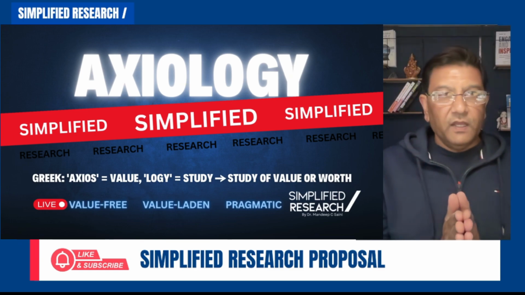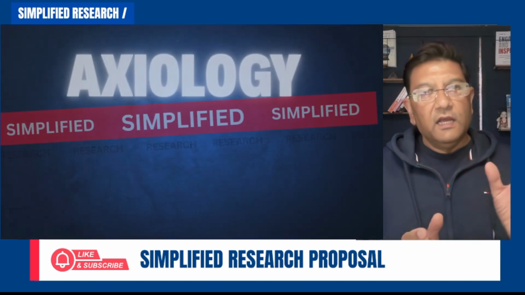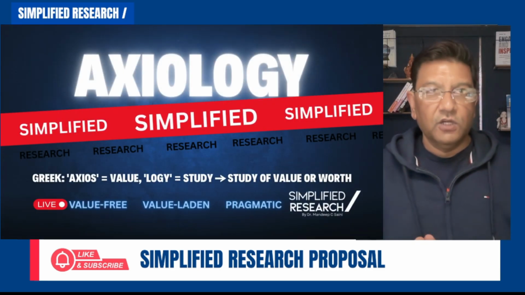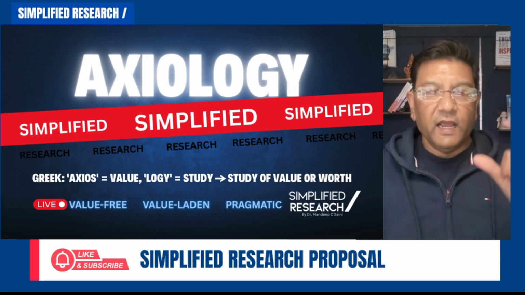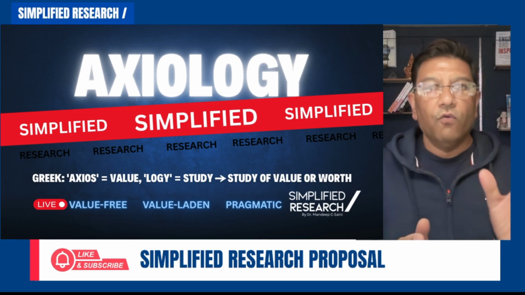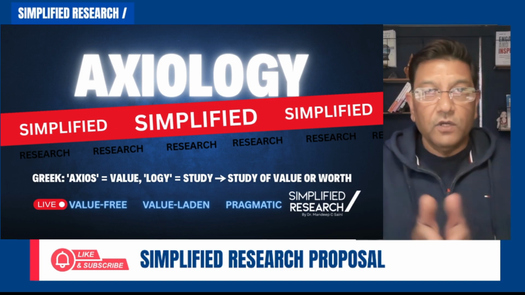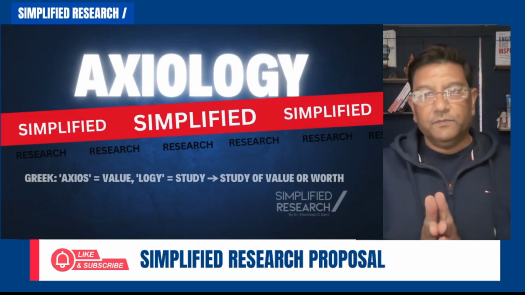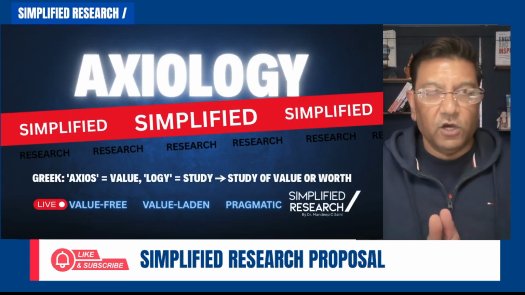Axiology is a combination of two words, axios and logy. Axios means the value: what value you are putting in the research, what value that research will provide. So it is the value added in the research itself or in the research process. It is the study of value, how the study will provide value, or what your value as a researcher will go into the study. Now you might be thinking, what is your value? What value can you put into the research methodology or into the research?